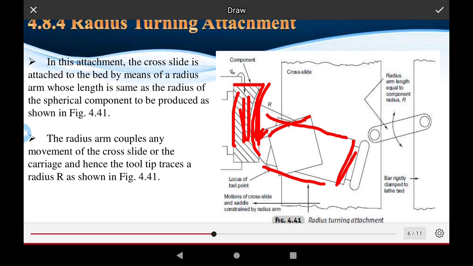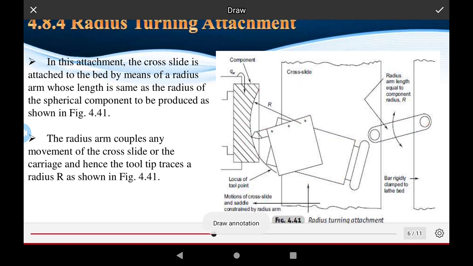And second is the mechanism. This mechanism has one end fixed at this point, and the second end also fixed at this point. This is the cross slide, and the second is the radius arm. Okay, this rotates for the job. The radius arm length is equal to the component radius r.